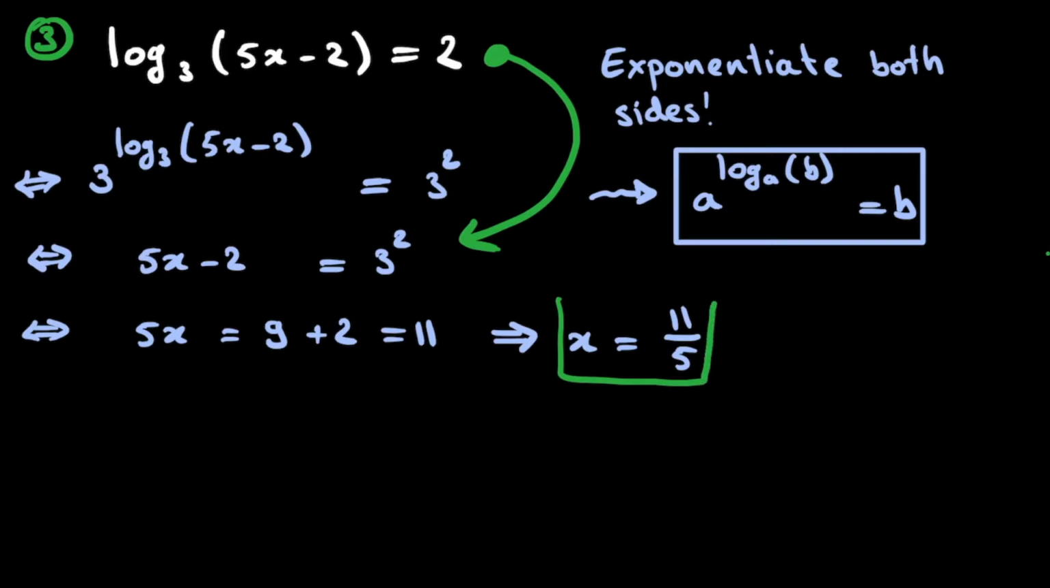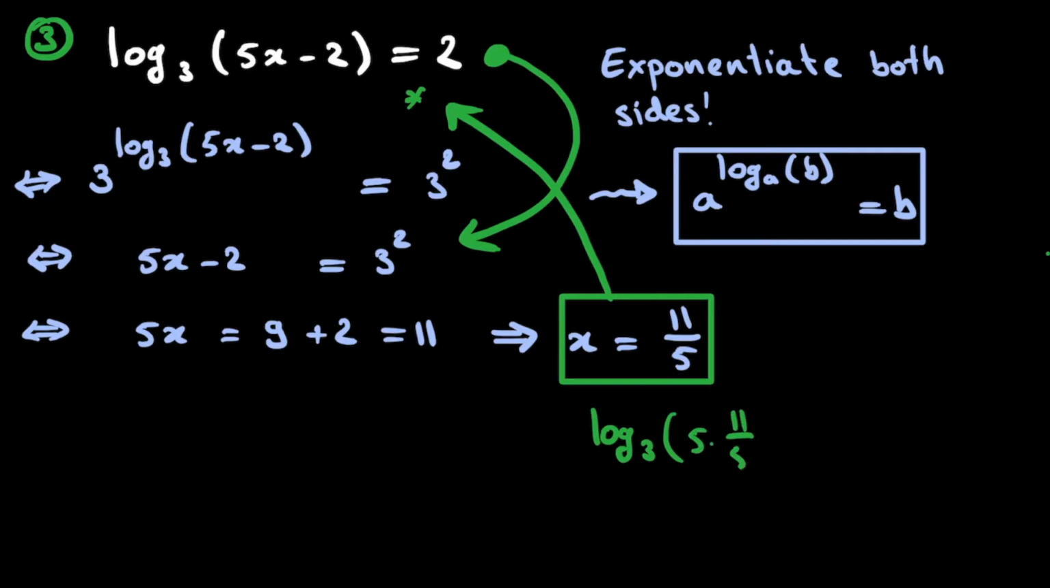And this is our result, which again we can check by plugging it back into our original equation. We see that we get the logarithm base 3 of 5 times 11 divided by 5, which is our solution x, minus 2, is equal to the logarithm base 3 of 9. And here we of course know that the logarithm base 3 of 9 simply asks to what power do we have to raise 3 in order to get 9? Well, this is of course simply 2, since 3 to the power of 2 is equal to 9. And we see that indeed this is what our original equation said. So our solution is indeed the correct one.